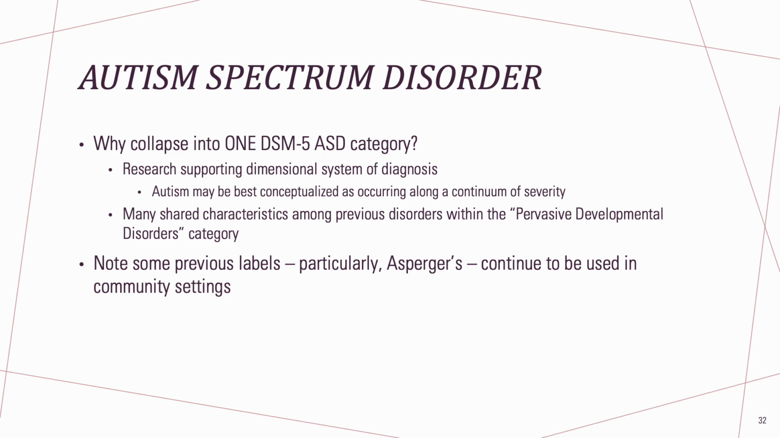I think the other thing your textbook might note is that although we use one category and one label now when we use the DSM, which is autism or ASD, you still might see the term Asperger's being used, particularly in community settings. Just be aware that if you hear Asperger's being used, really what that means is autism, in terms of the terminology we would use in the research and in the field nowadays.